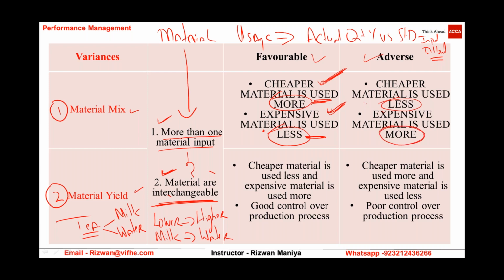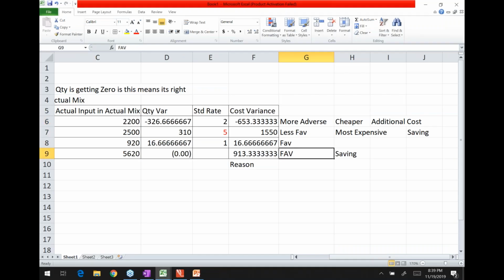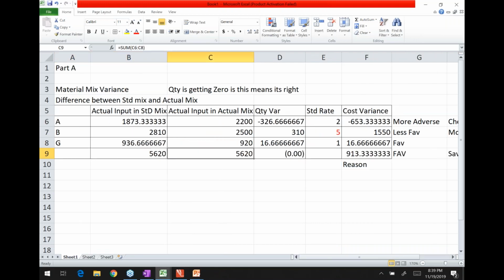So when you use expensive material more, that results in more cost, and you use cheaper material less, that provides you a saving. But again, the net cost is what makes this adverse. I hope this is clear. The reason for favorable here I can easily show: expensive was beta, has been used less, and cheaper was alpha, has been used more. Now, after discussing this, let's move towards the next variance, and that variance is the yield variance.